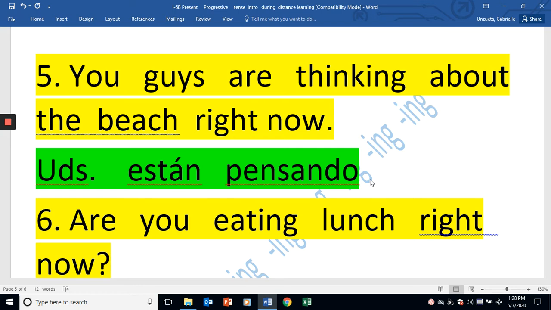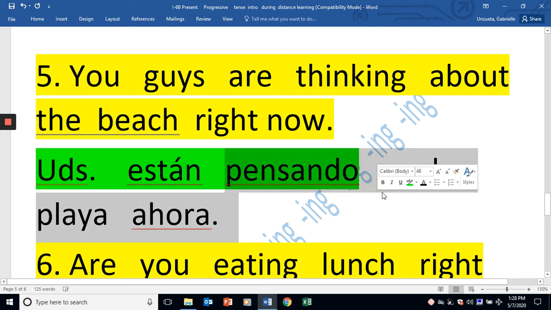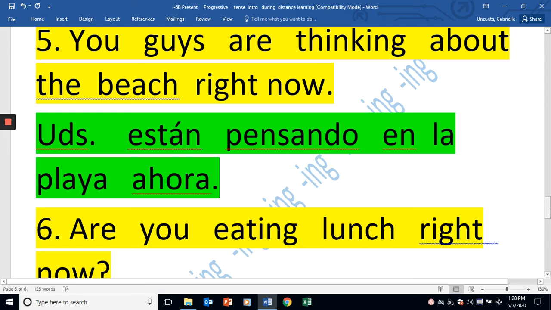Ustedes están pensando about the beach. Do you remember we don't think about in Spanish? Instead, we think, that's right, in or on. Nicely done. And then the beach, la playa, and then ahora. Lean conmigo. Ustedes están pensando en la playa ahora. Otra vez. Ustedes están pensando en la playa ahora.